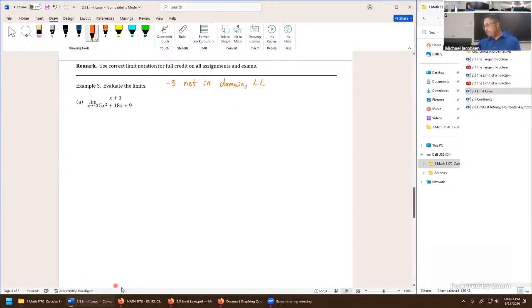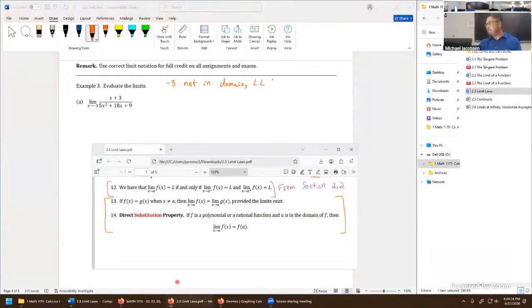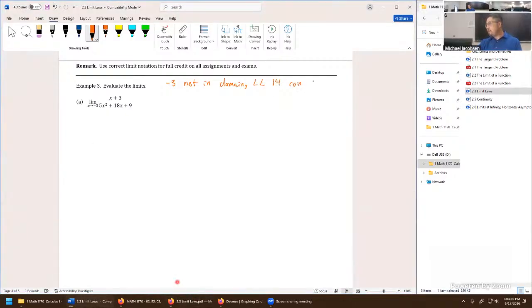Limit law, I believe that's 14. Yes. Cannot be used. So here's where we go on a bit of an algebraic adventure. We need to change out this function. So we're going to say that this is equal to limit as x tends towards -3 of, let's keep x plus 3 up above, divide this by refactoring the denominator.